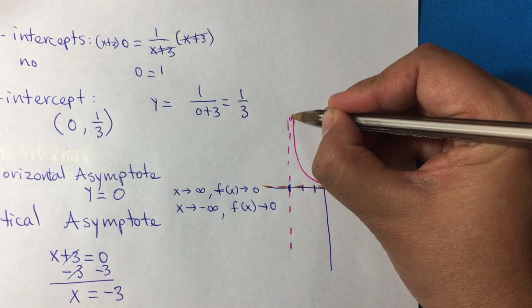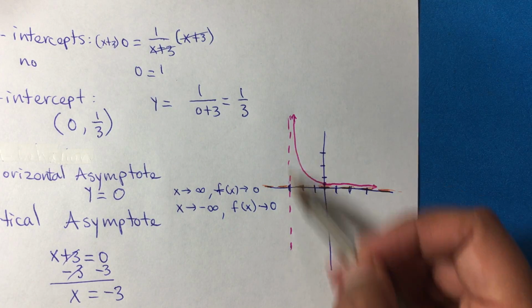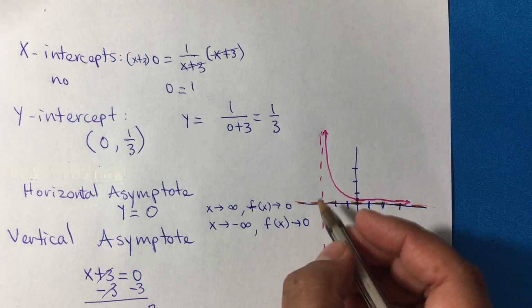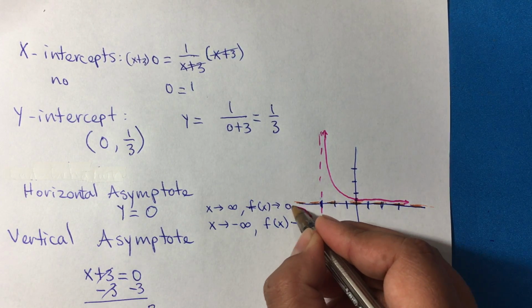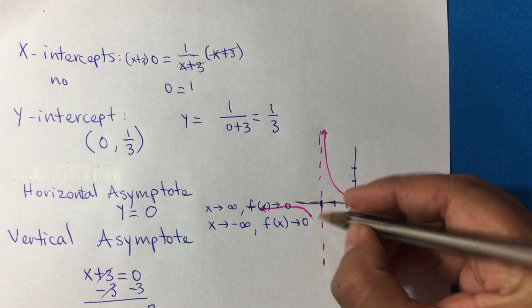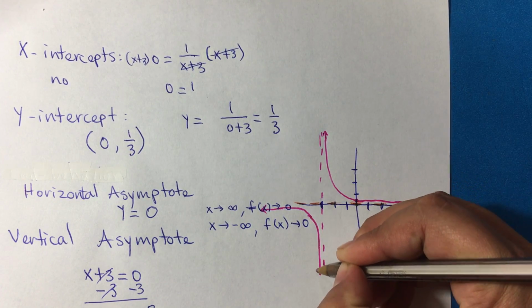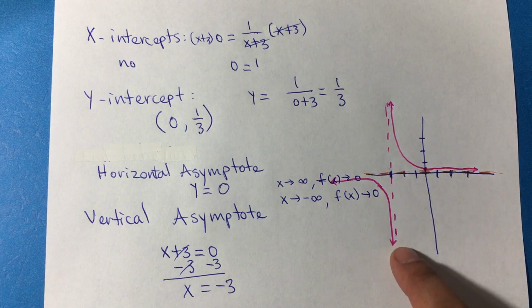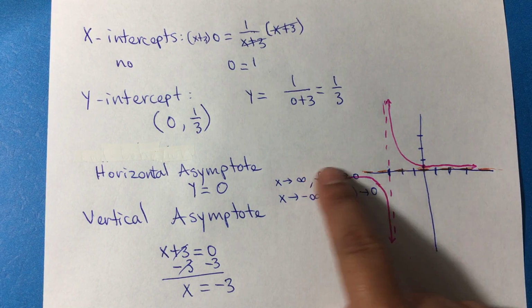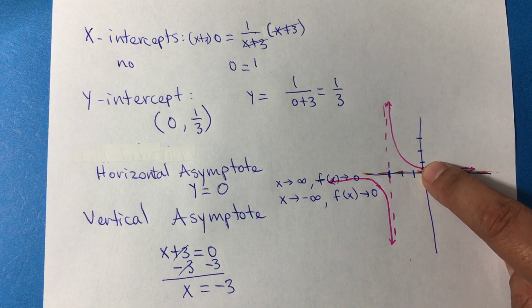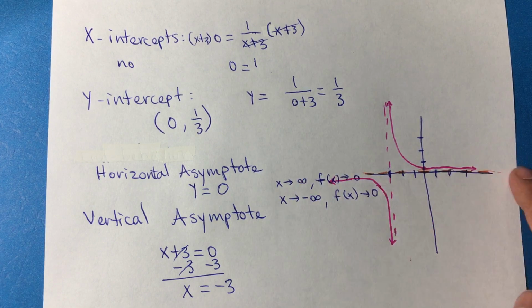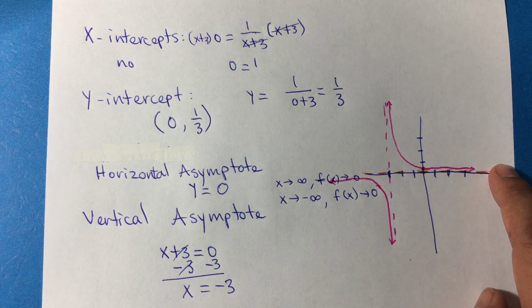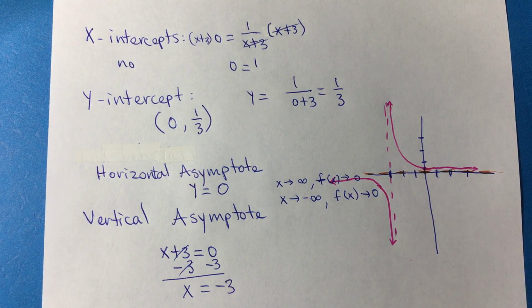Remember that it means that it's approaching those asymptotes, but they never touch. And the same in here. So something like that. And so that will be my graph with the vertical asymptote, the horizontal asymptote, and my y-intercept. And there is no x-intercept, it means it doesn't cross in there, okay?